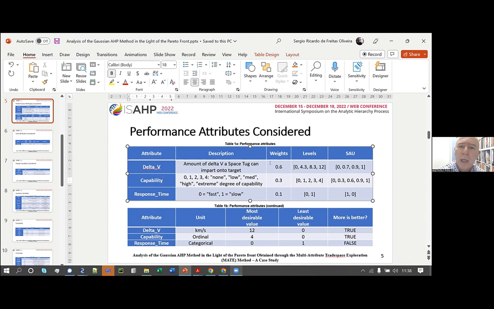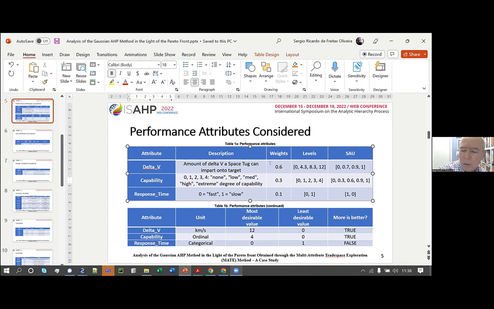AHP method. Okay. So Sergio, just a curiosity, why do you call it Gaussian AHP? Where is the AHP component? Where are the pair comparisons here? I presume that the comparisons are in the weights of the attributes that you have here. Okay. As I said, in the Gaussian AHP method, there are no pairwise comparisons.